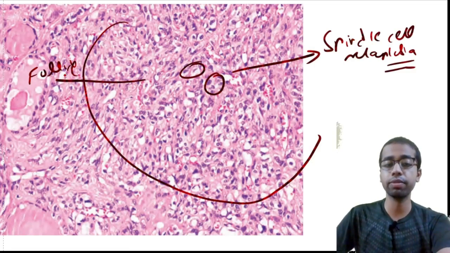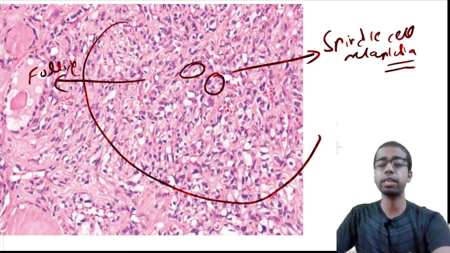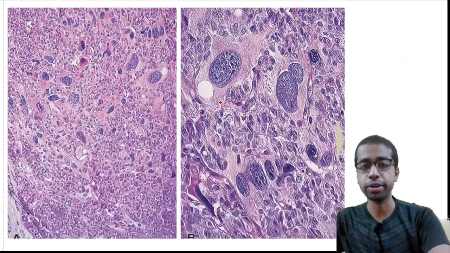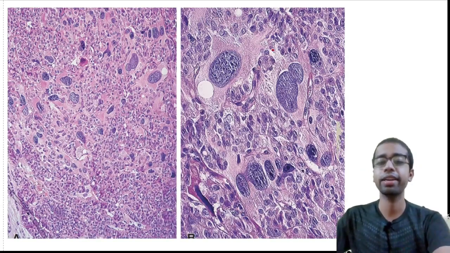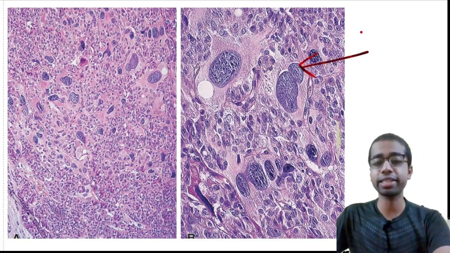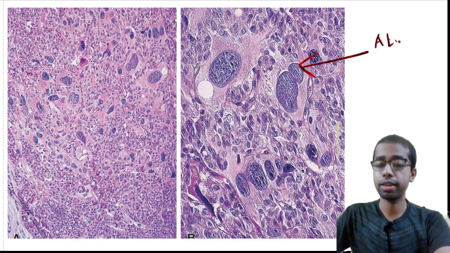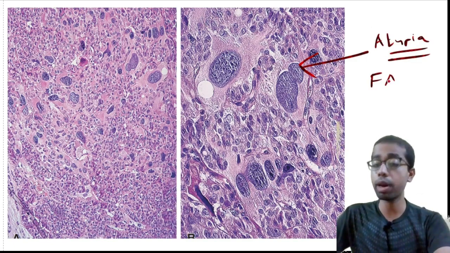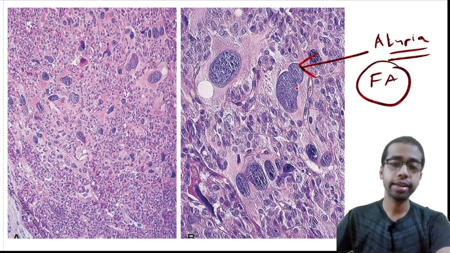Again, the spindle cells are merging with the normal follicles. So yes, spindle cell metaplasia is known in follicular adenoma. Even a follicular adenoma can have these cells, and the moment you see them, you will say it's a malignancy. But no, this kind of atypia, with bizarre nuclei, is allowed in follicular adenoma, of course limited to a certain extent.